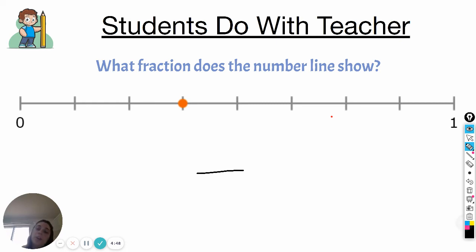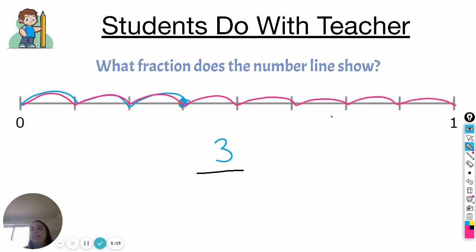Okay, first let's look at our numerator. Takes 1, 2, 3 jumps to get to our dot. Now let's look at our denominator. 1, 2, 3, 4, 5, 6, 7, 8 jumps to get to our whole, which means our number line's broken into 8 pieces. Our point is at the third piece. So the number line shows the fraction 3/8.